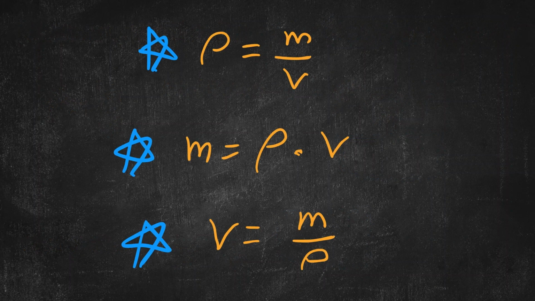So don't forget these 3 important formulas that deal with density. You don't need to remember all of them, but if you can remember the primary formula, which is density equals mass over volume, you can rearrange the variables and you can find mass and you can find volume if you're not given the mass or the volume.